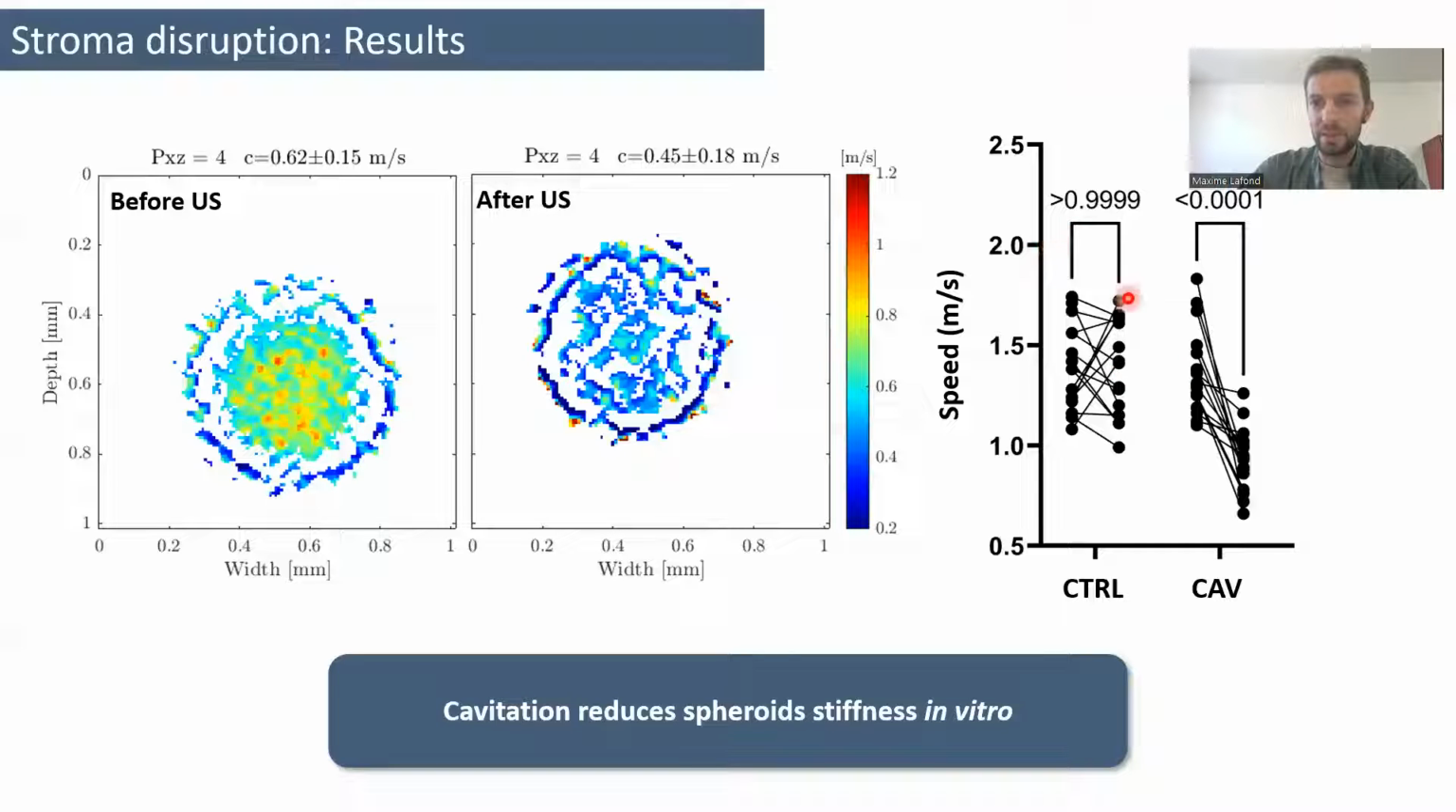And we can compare before and after placing spheroids in the system in the control group. So without ultrasound, there is no change. But in the group that receives cavitation, we can see a sharp decrease of the velocity of the shear waves, which means they are now softer.